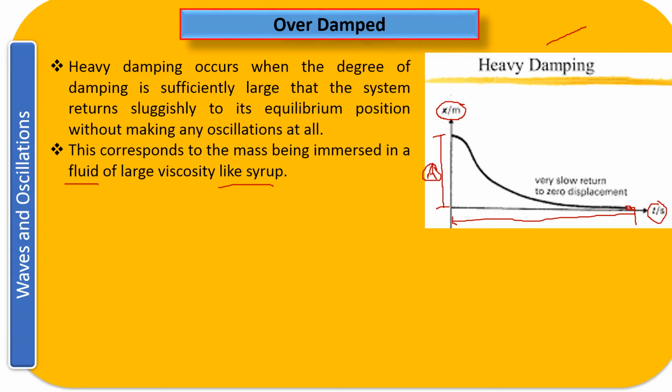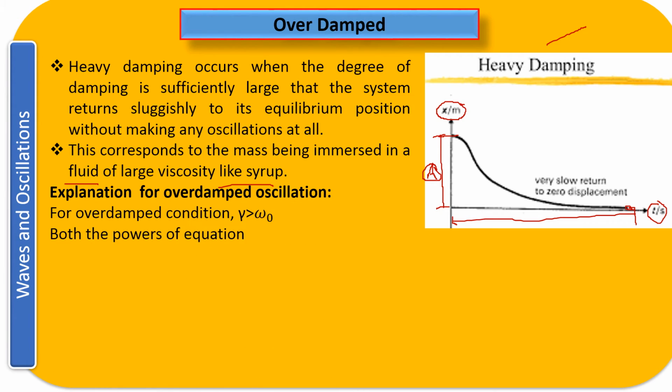So this was your initial displacement position. Once the displacement you have given, to come back to the original position it is going to take very long time, and that type of oscillation will be called heavily damped oscillation. So let us see a bit mathematically. For the overdamped condition, naturally your gamma should be greater than, and very much greater than, omega naught.